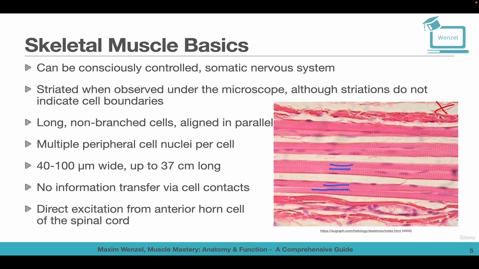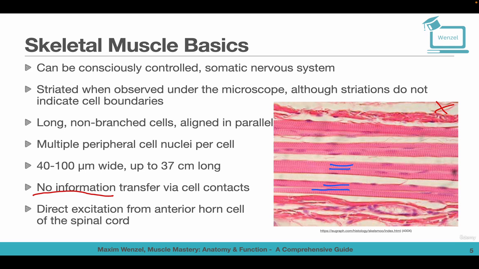You also have to take into consideration that we have no information transfer via cell contacts. So every cell is working, they are all working together, but they don't have the information about what the other cell is doing. When you look at the cardiac muscle, there it is different. In the cardiac muscle, every cell contact knows what the other one is doing. So this is a big difference between these two.